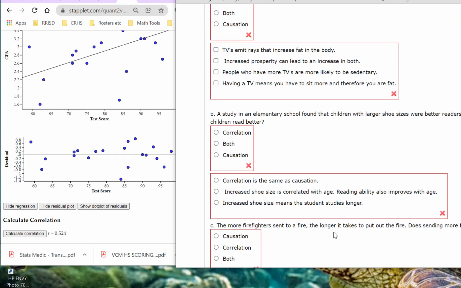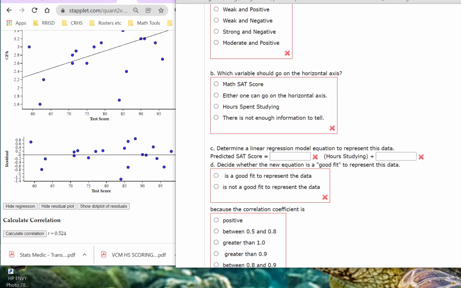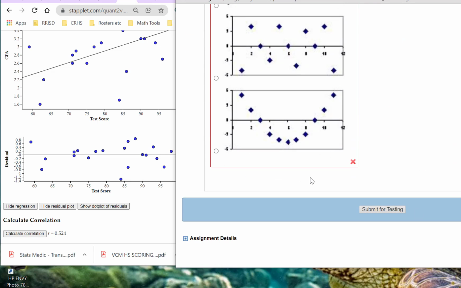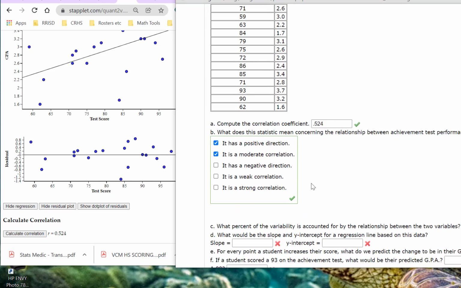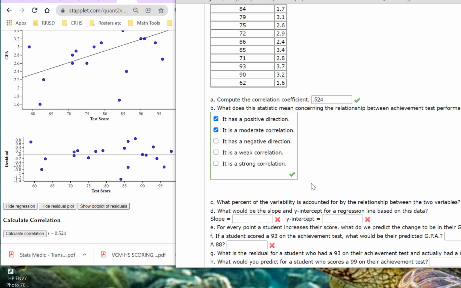So I can go ahead and test this. Sorry, I have to slide. On my teacher view, I have to slide to the bottom so you can see if I got it right or not. Submit for testing. So you want to double check those. Those are good, so that means my regression model is good.